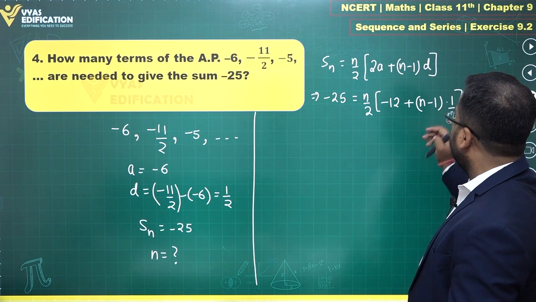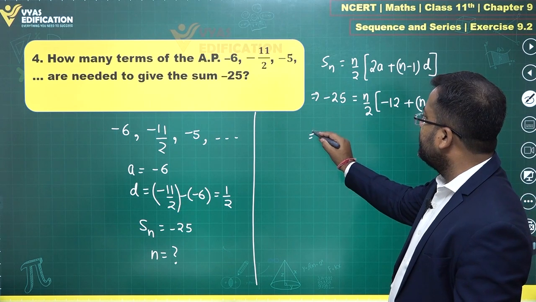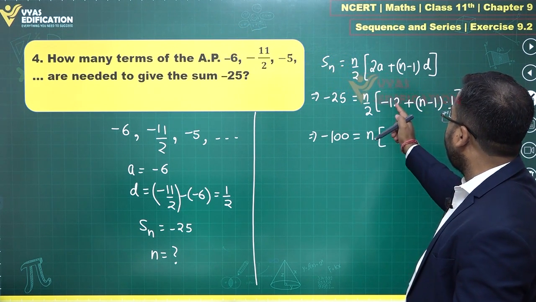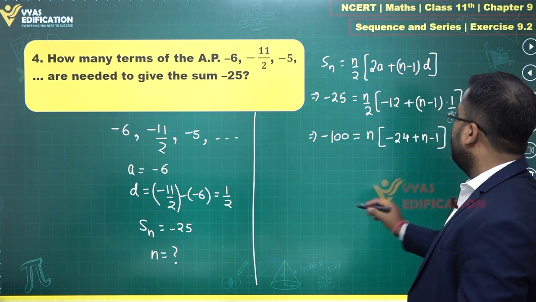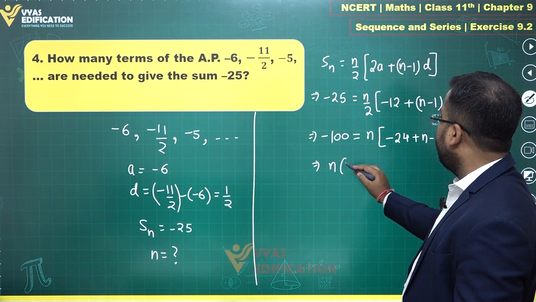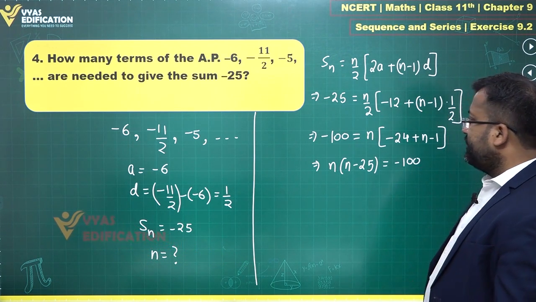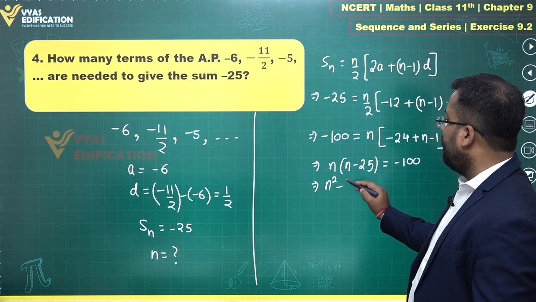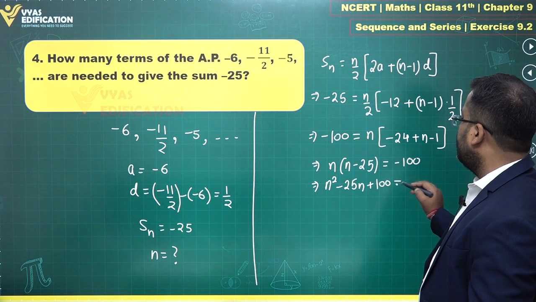Let's rearrange all of these values. This is 2 into 2. 4 will go over here, this will become minus 100. This is n, in the bracket you will have minus 24 plus n minus 1. So that tells me n times (n minus 25) is equal to minus 100. Do you observe that? Yes. The quadratic equation therefore obtained is n square minus 25n plus 100 is equal to 0.